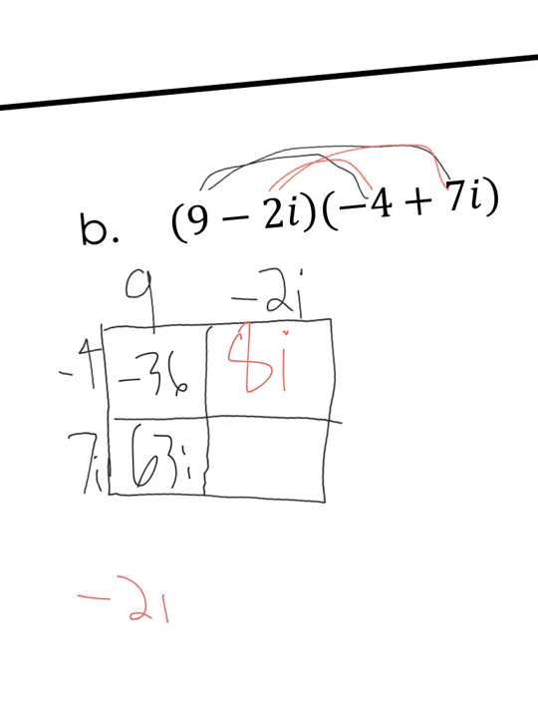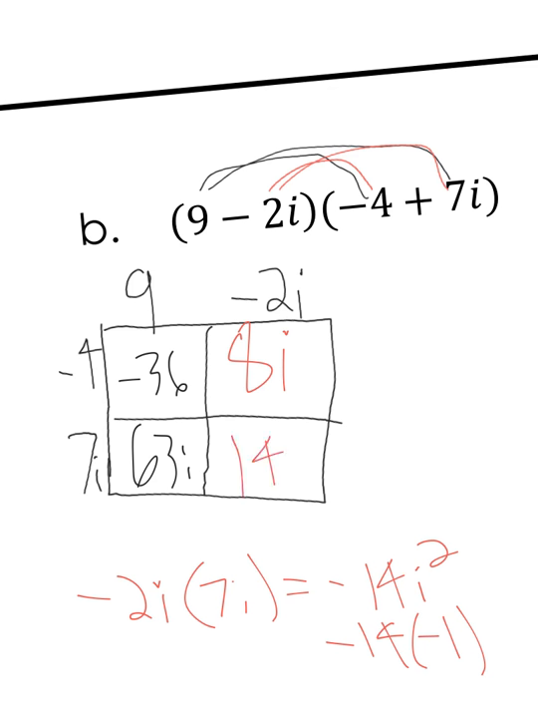And then, what's negative 2i times 7i? So, I'll show my work down here, negative 2i times 7i. Well, let's get the easy part out of the way. It's negative 14 when you multiply the two coefficients. Negative 14i squared. But i squared turns into negative 1, so it says negative 14 times negative 1. So that's just going to be plus 14.